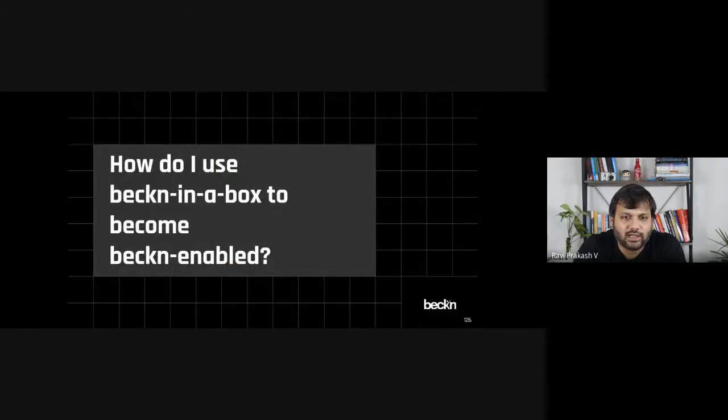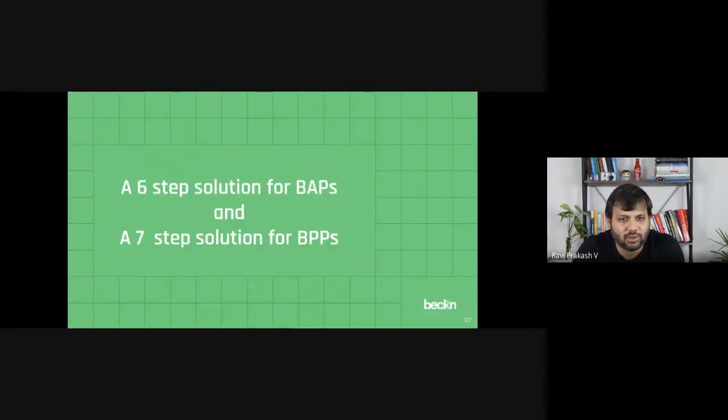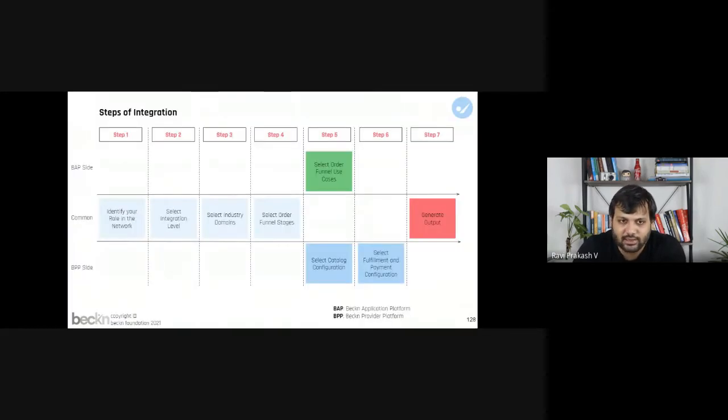How do you use that Beckn in a box to actually become Beckn enabled? There's a very seamless, step-by-step solution for every participant to actually become enabled. There is a 6-step solution for BAPs. There's a 7-step solution for BPPs. Now, this is a summary of all the steps for both BAPs and BPPs.